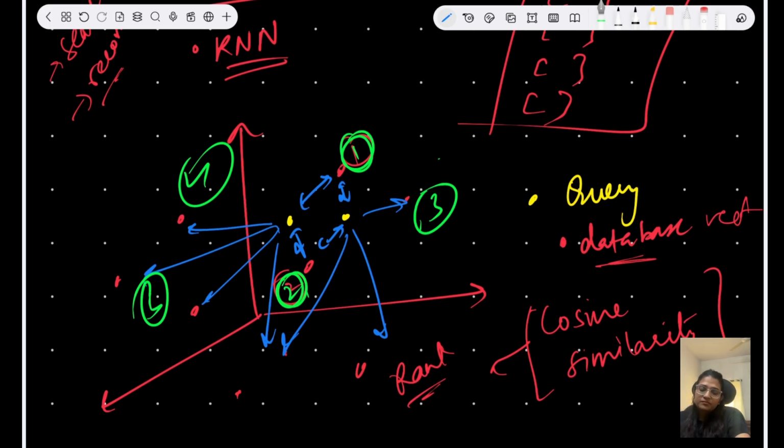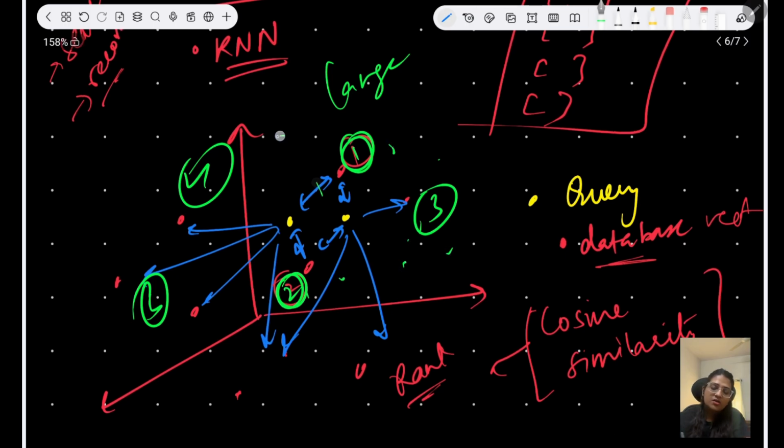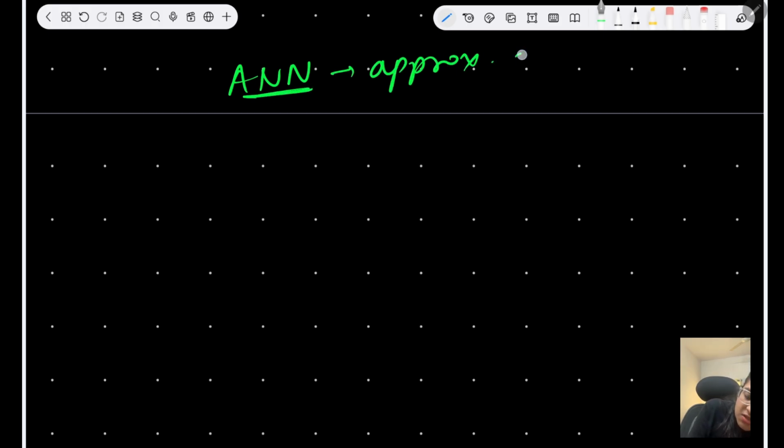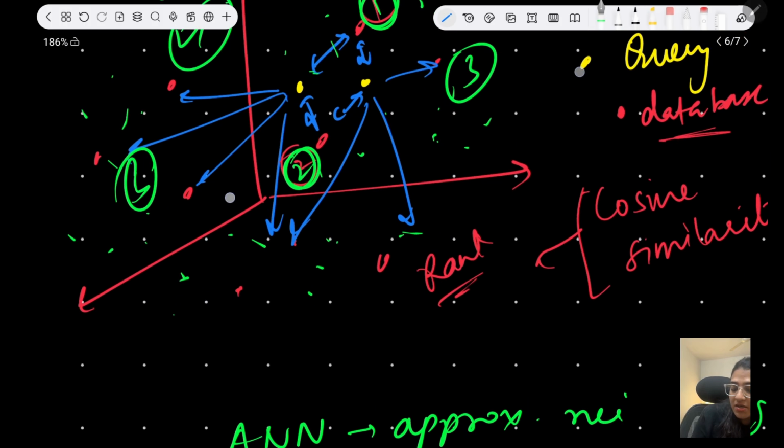Okay. But this is not very efficient when it comes to a large data set, because you see in a large data set there will be 100,000 data points. Like all of the green dots are also words, and they are so dense. How can you find it? You need something like ANN. ANN means approximate nearest neighbor.